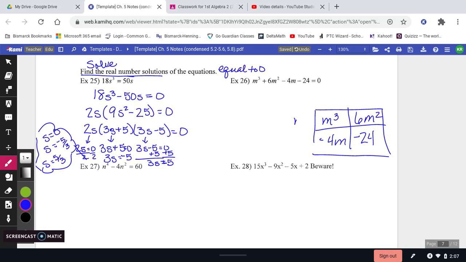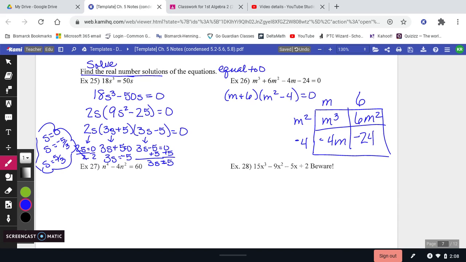Numerator, m squared, negative 4. Down the first column, m. Down the second column, 6. So this factors to m plus 6 and m squared minus 4.